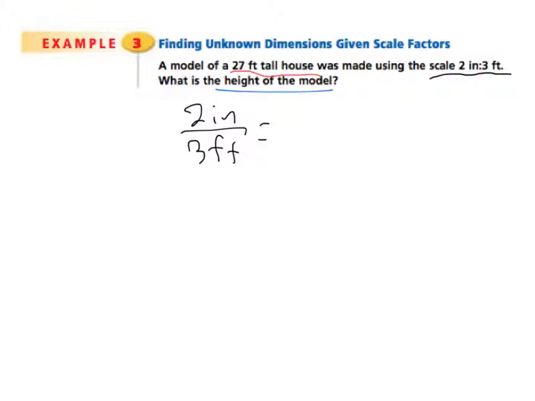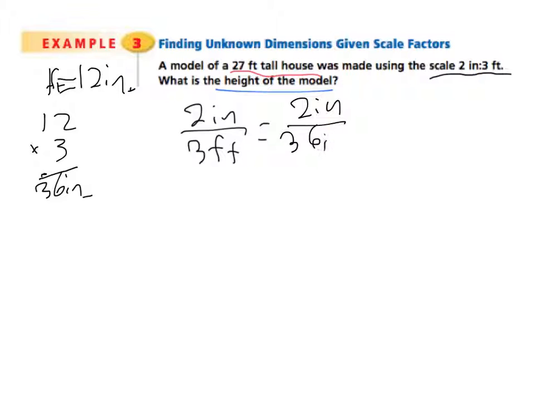Well, first of all, we know that again, 1 foot is equal to 12 inches. So 12 times 3 gets us 36 inches. So 2 inches over 36 inches. And so we have 1 over 18. So 1 inch over 18 inches, and we can just cancel these. Okay, so we have 1 over 18. This is our scale factor. Now we're going to use the scale factor to figure out what the model is going to look like.